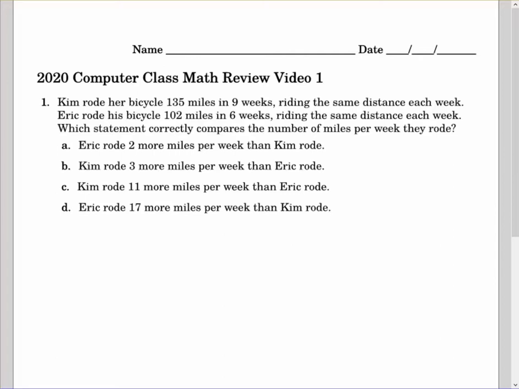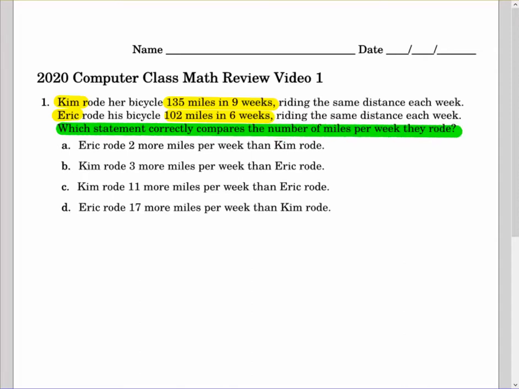So, first thing we're going to do is highlight or underline, since you guys don't probably have a highlighter with you, 135 miles in 9 weeks, and that's Kim, so that's important. And Eric did 102 miles in 6 weeks. And then our question is, I think some of you learned to underline this with a squiggly line, or if you're in my class, we just highlight with a different color. Which statement correctly compares the number of miles per week they rode?